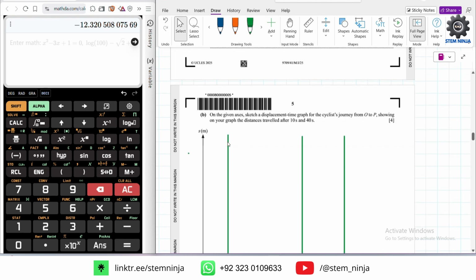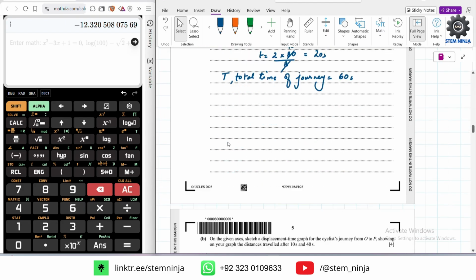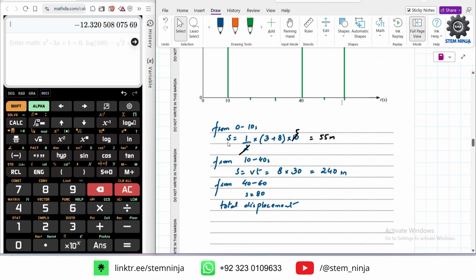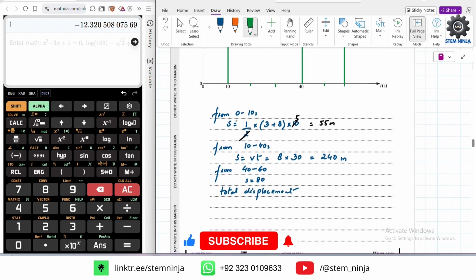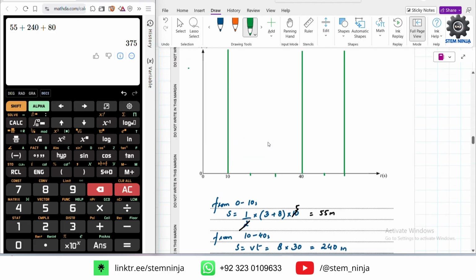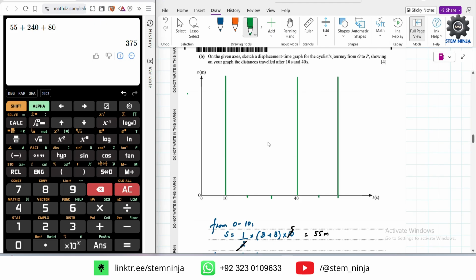Okay, how long do we have to go from O to P? The total distance is 55 plus 240 plus 80, which is 375. So roughly we need 400, you can say.